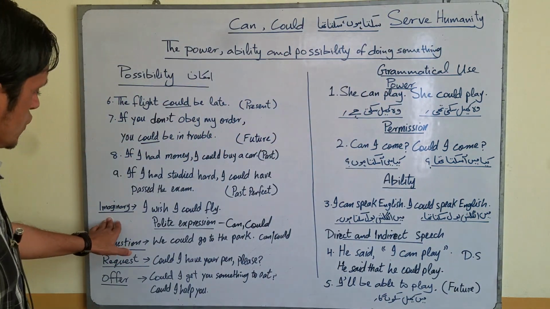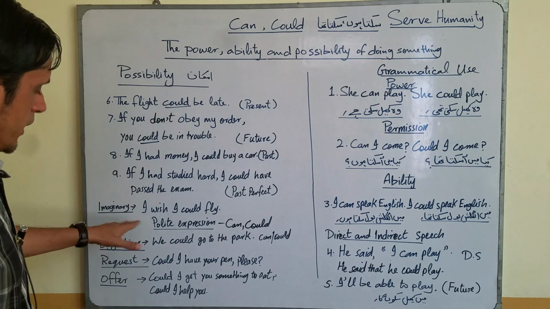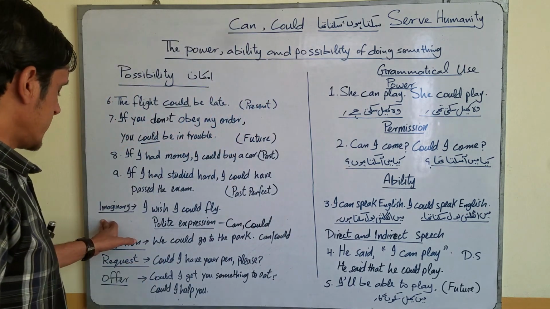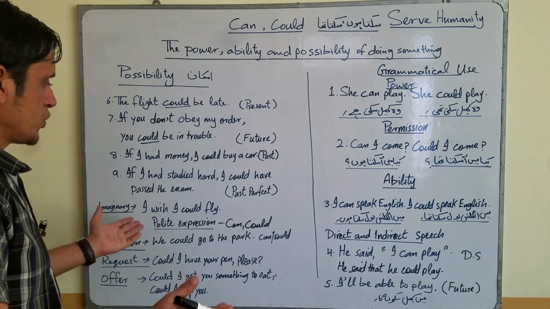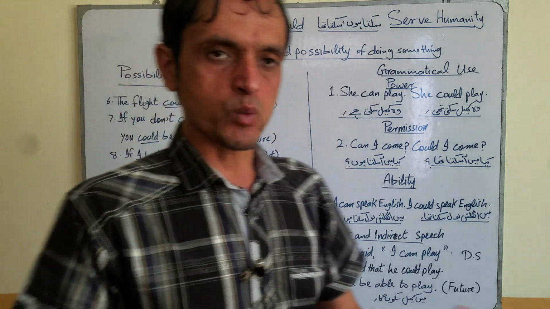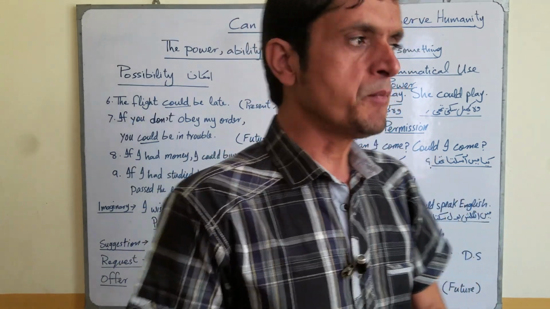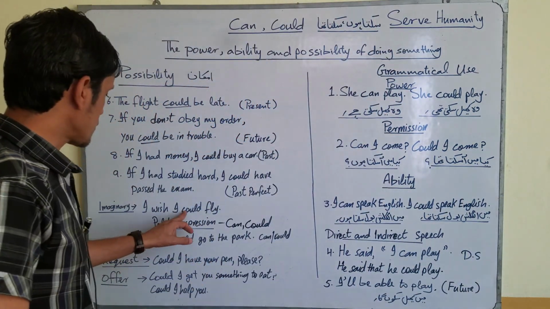And we can also use could for imagination or for imaginary things. For example, as I have used in this sentence, I wish I could fly. I wish I could fly. So this is an imaginary idea. For that purpose, you can also use could here.